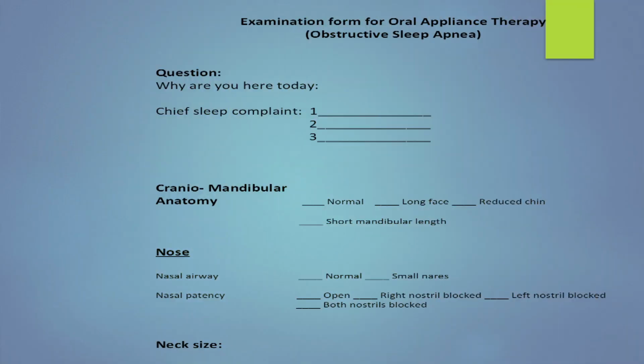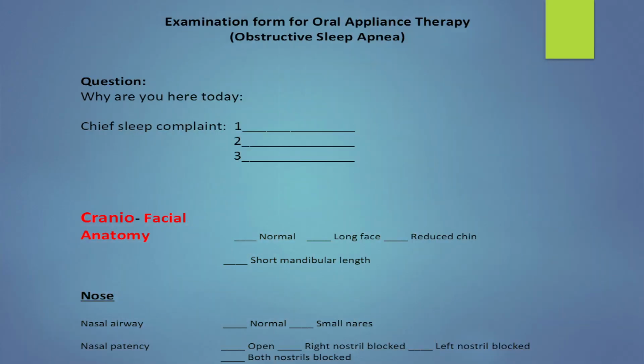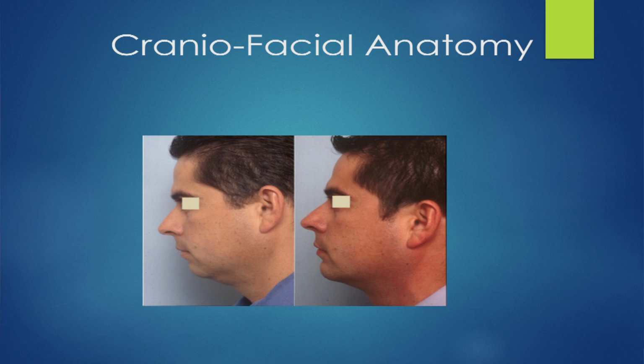The following forms represent the minimum amount of information that should be obtained prior to constructing an oral appliance to treat obstructive sleep apnea. I will briefly review some of the information on these forms. Okay, craniofacial anatomy. I simply look at the patient's profile. A retruded chin could indicate a smaller airway.